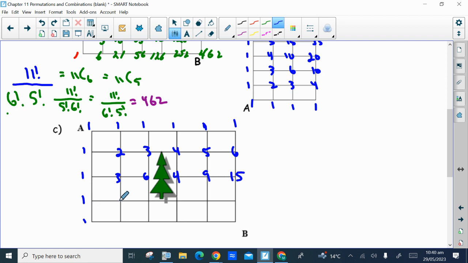So these first two spots, same as what we have been doing. 1 plus 3 is 4. 4 plus 6 is 10. And to get to this spot here, now you can come from above or from the left. So you'll add the 4 and the 10 together and get 14. 14 and 9 is 23. 23 and 15 is 38. And the last row is done normally. So there would be 90 different routes that could be followed to get from A to B.